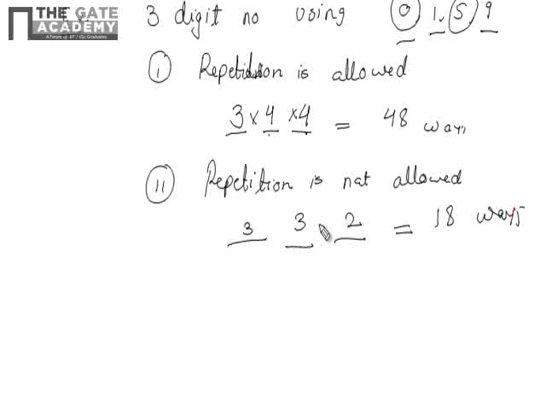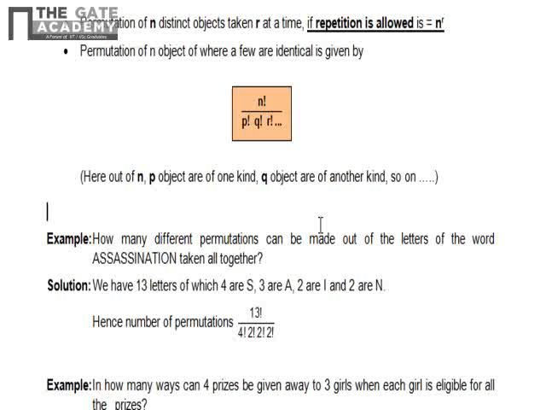Okay, now you can see here the permutation of n distinct objects taken r at a time. If repetition is allowed, then n raised to r, which we got in our problem, that 9 raised to 5. Now this is a very important formula. Permutation of n objects where a few are identical is given by n factorial upon p factorial, q factorial, r factorial.